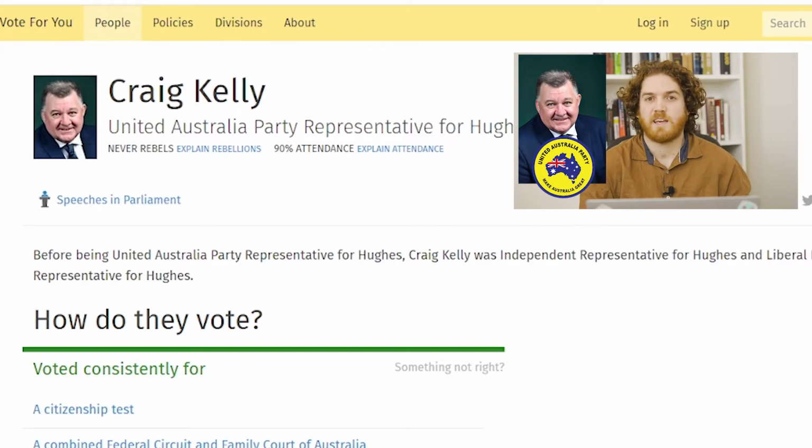Craig Kelly was a member of the Liberal Party from 2010 to 2021 when he resigned over clashes where he was consistently told to stop spreading COVID-19 misinformation, which was at odds with the government's policies on COVID and also medical advice. So he has since joined the United Australia Party, but because he's only recently a member of that party, his voting record is mostly going to be in line with the Liberal Party that he was part of for 11 years. Still, we're going to compare what he's voted on and see how that works.